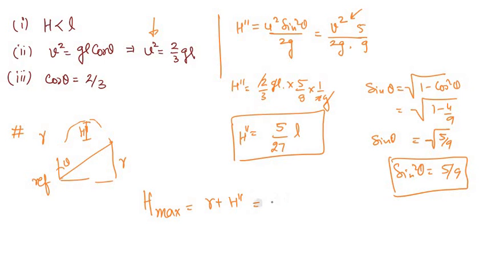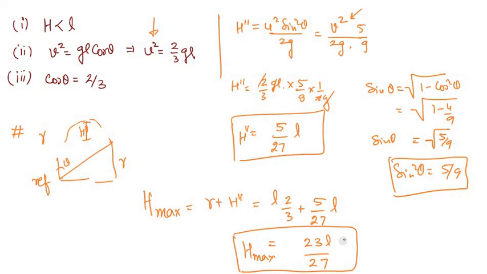So what is your r? R is your L cos theta, and your L cos theta is 2 by 3 L, plus this 5 by 27 L. So 18 plus 5 is 23. This is 23 L by 27. This is the maximum height from the point of suspension. And you can see that 23 by 27 is less than 1. So your h maximum is less than L, what we expected from our inspection at the initial time before solving the problem. So indeed this result should be correct, because it matches our intuition.